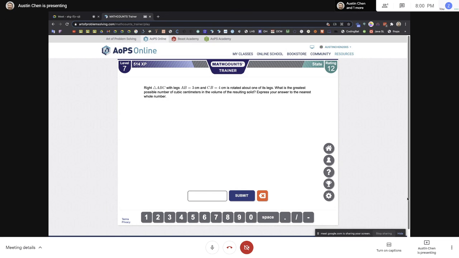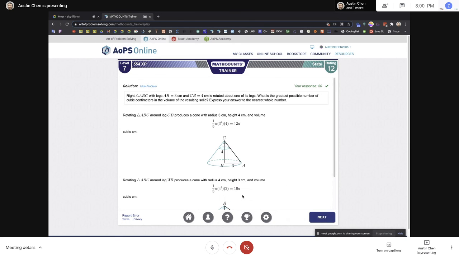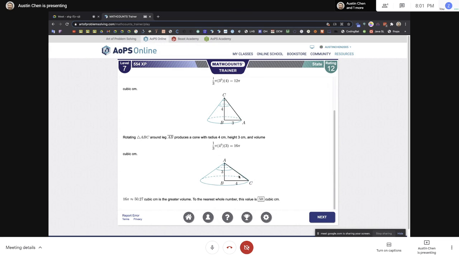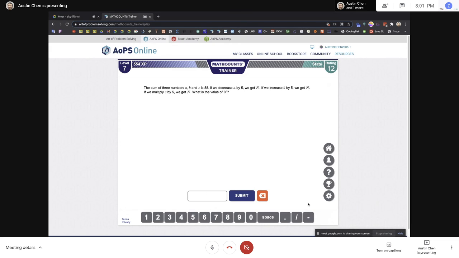So one of them is 12 pi, and the other is 16 pi, I think. To the nearest whole number, you need a calculator, right? Unless you could just approximate with 3.14. I guess. 3.14 is probably more than accurate if you're approximating to whole numbers. Yeah, you can also just see that.